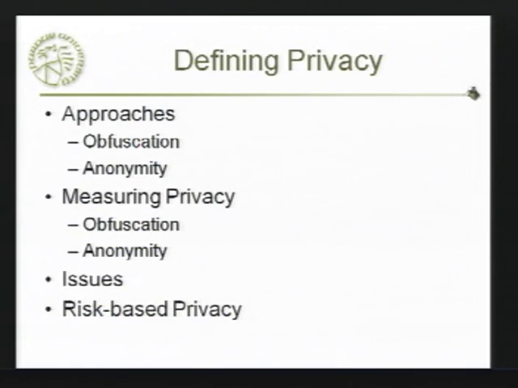Well, there's a lot of definitions and approaches to protecting privacy. Obfuscation: we alter data in ways or add noise to data so, well, it's private because it's not the real data anymore. Anonymity: removing that identity from the data. The key is, how do we measure these things? How do we measure, have we sufficiently obscured the sensitive information or sufficiently anonymized the data?